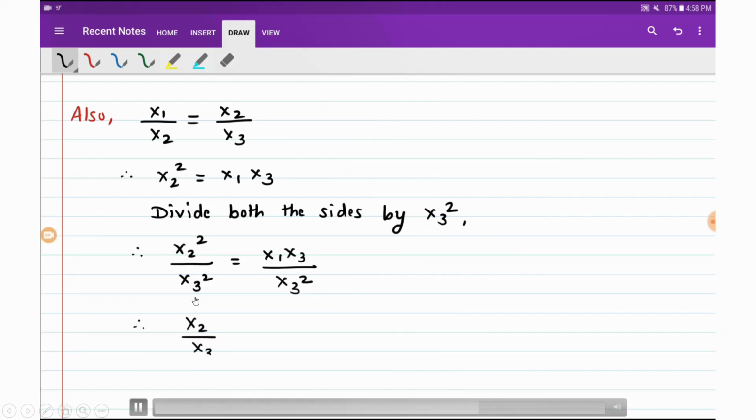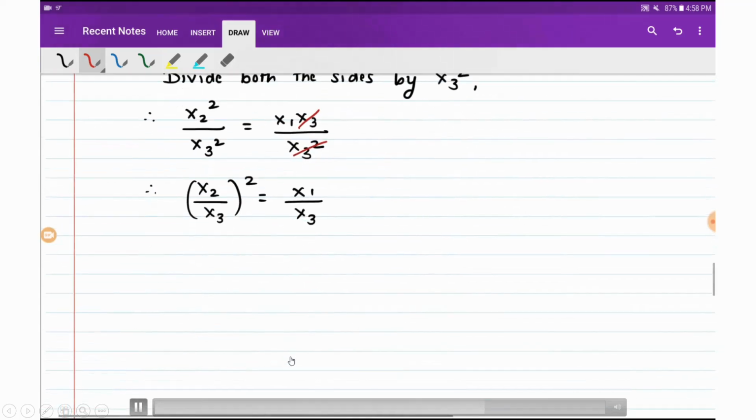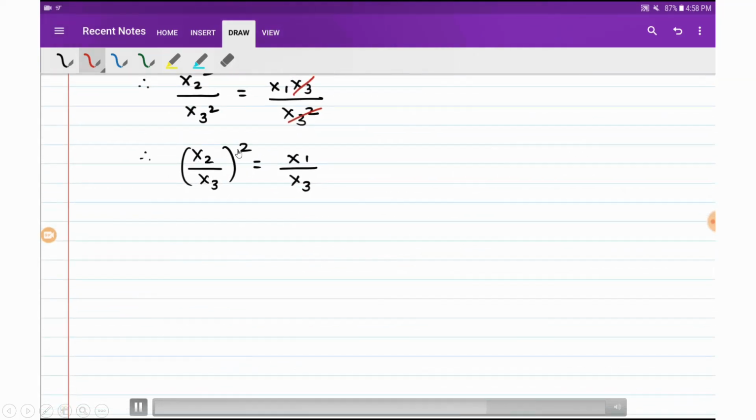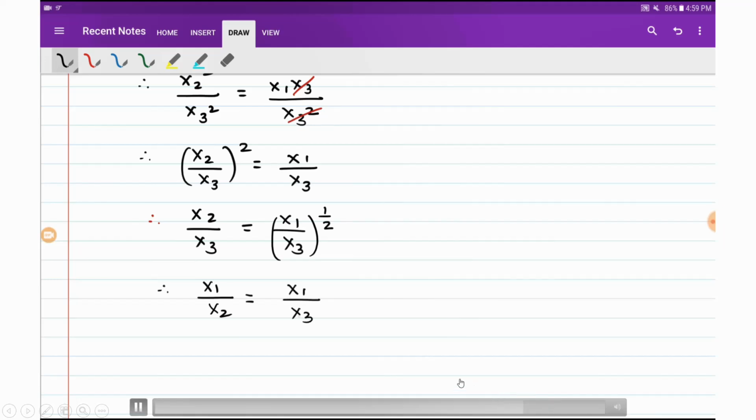So x2 square divided by x3 square will be equal to x1 x3 divided by x3 square. So x3 and x3 square, one x3 will remain in the denominator and here it will be x2 upon x3 whole bracket square. So we can say that x2 upon x3 will be equal to x1 upon x3, transfer this 2 on this side, it will be 1 by 2. So in general we can write down the expression as, so here x1 upon x2 is equal to x1 upon x3 raised to 1 by 2, because x2 upon x3 is same as x1 upon x2.